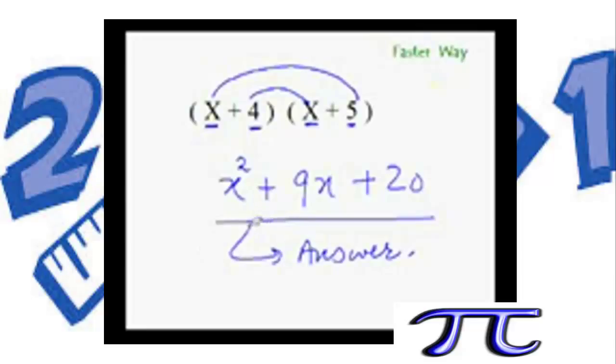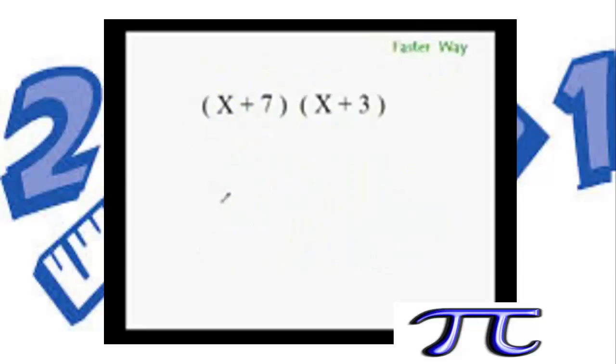Let's take another one. Okay, you try to solve it. So now mentally solve this question. Be honest. Please don't use your notepad and your pen. Do it mentally. Start. The answer would be x square. 3x, 7x is 10x and 21. X square plus 10x plus 21.